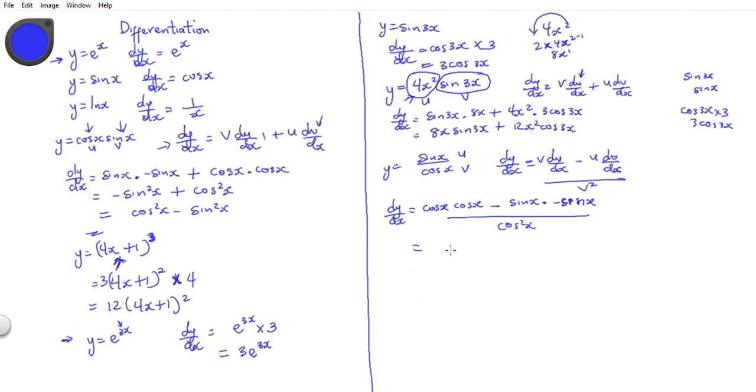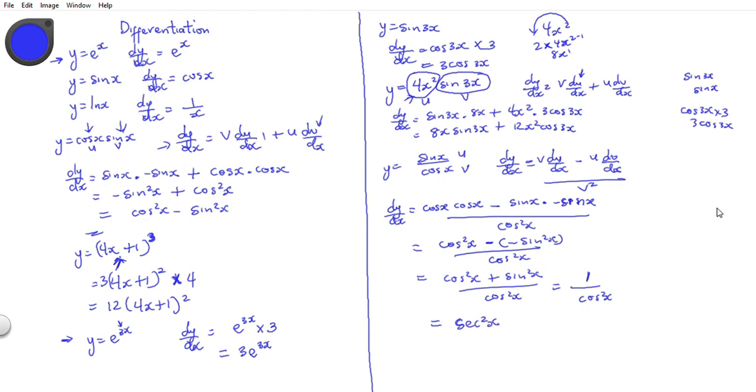Now simplifying this, we have cos squared x minus minus sine squared x over cos squared x. Then we have cos squared x plus sine squared x over cos squared x. If you remember from your trig functions from last semester, cos squared x plus sine squared x is 1, so 1 over cos squared x. And if you remember from trig functions, 1 divided by cos is sec, right? Inverse of cos is sec. So sec squared x. So that's the answer.